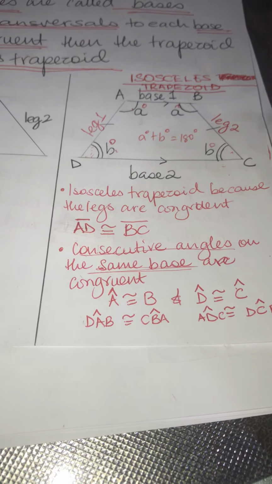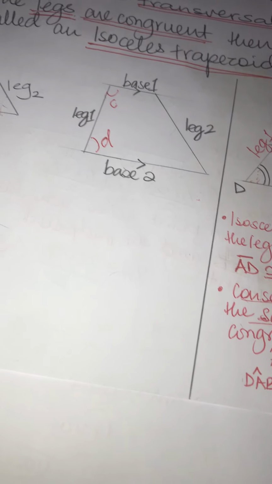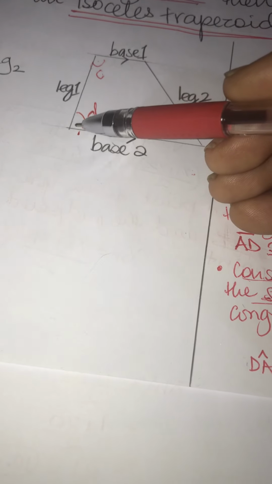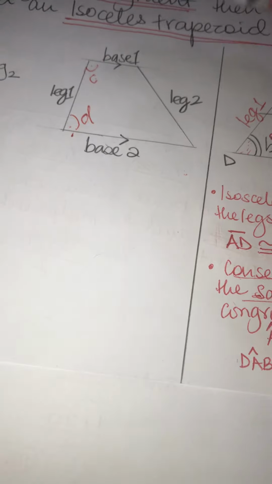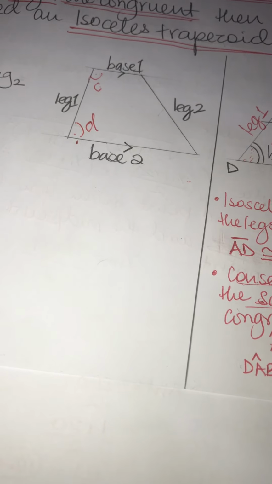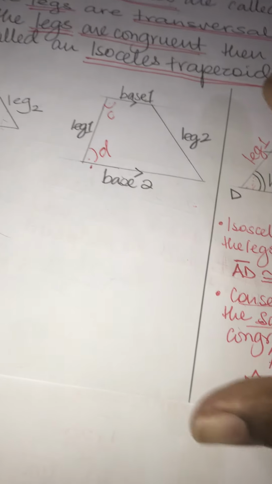This we know from quadrilaterals. Consecutive angles in any quadrilateral should be supplementary. You should know that, okay? Angles that follow each other must be supplementary in a quadrilateral.